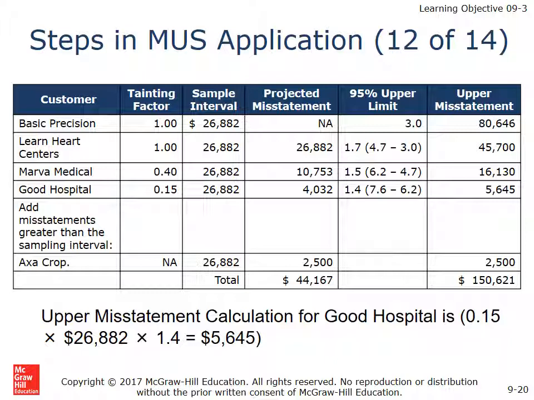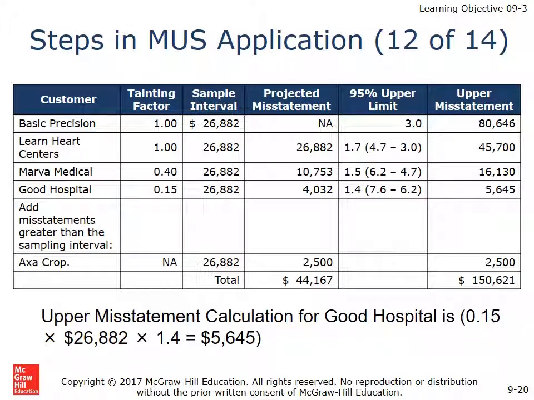45,700 then is our upper misstatement for that customer. Marva Medicals, 40% times the sampling interval. So the tainting factor by the sampling interval gives us our projected misstatement times the next increase when we find 2 errors. So there's our first error, our second error, our third error.